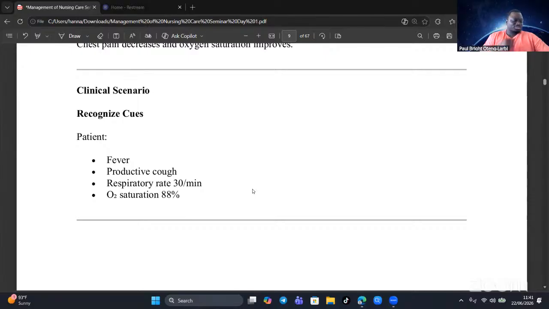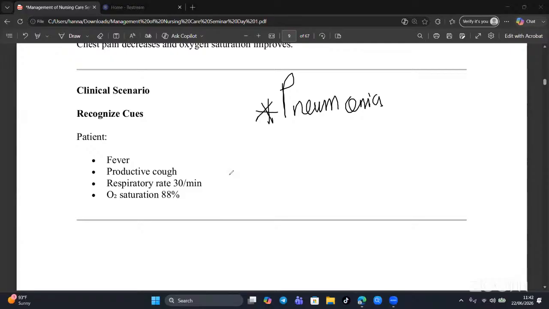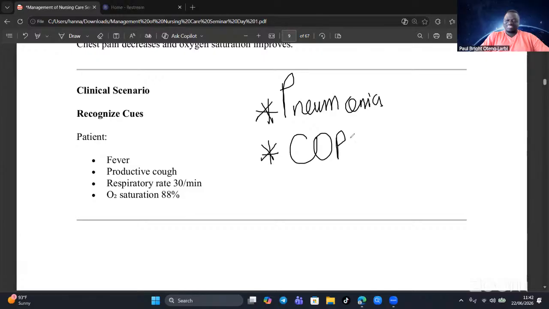Send your comments to the chat box. Samsung, you want to talk? You can unmute yourself and talk. Pneumonia, sir. Okay. Samsung is saying pneumonia. Somebody is saying pneumonia. Any other person? COPD. Okay, you see who will be right. There is a cue.